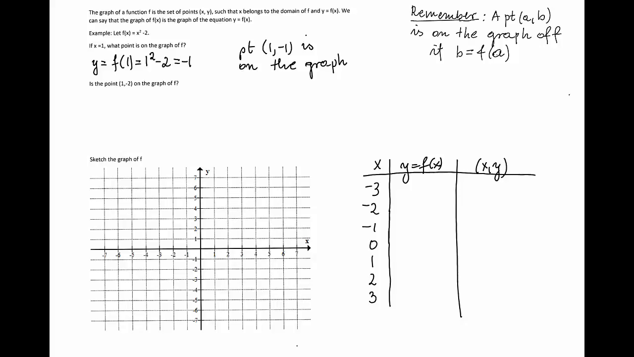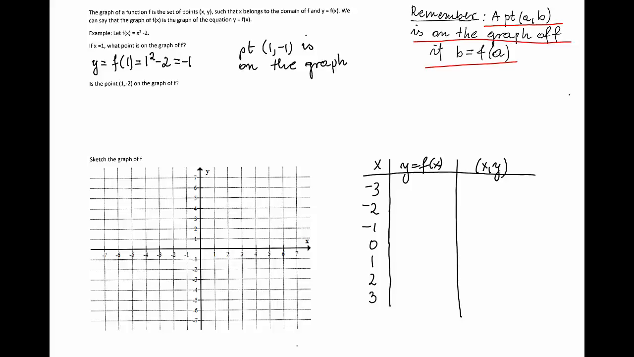Now the question is, how about other points? Do I know whether, say, the point (1, negative 2) is on the graph of the function or not? How will I know that? It is good here to remember that a point is on the graph of the function if the y-coordinate of that point is the value of the function at the x-coordinate.